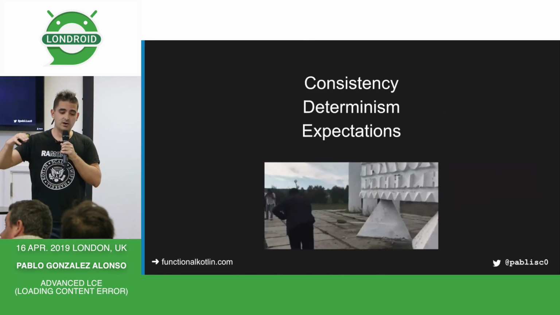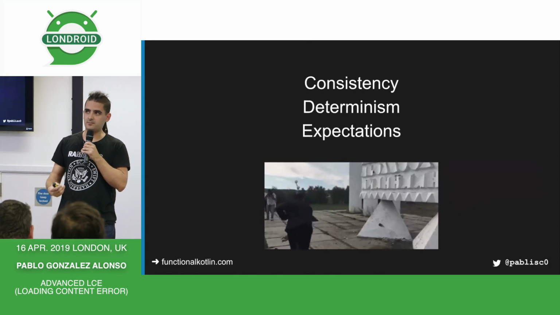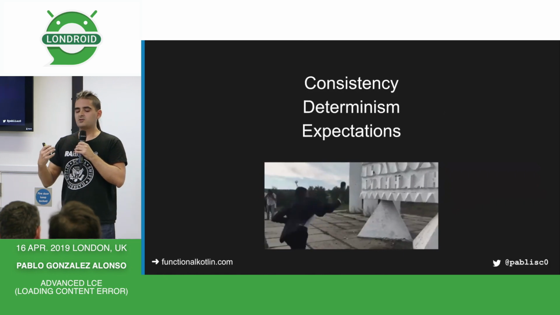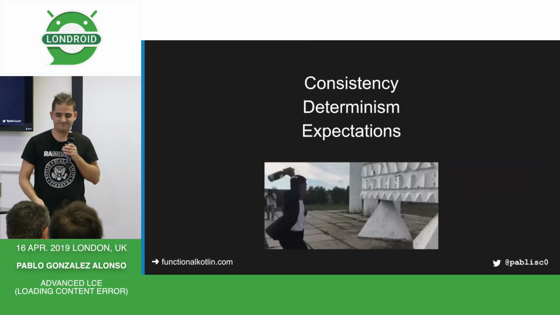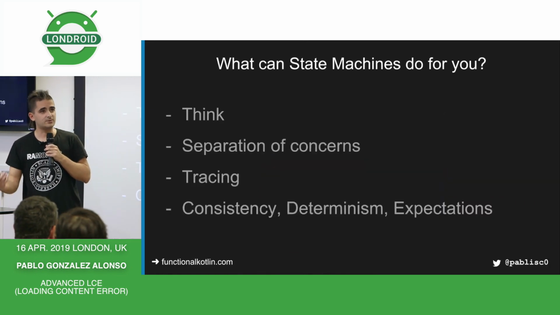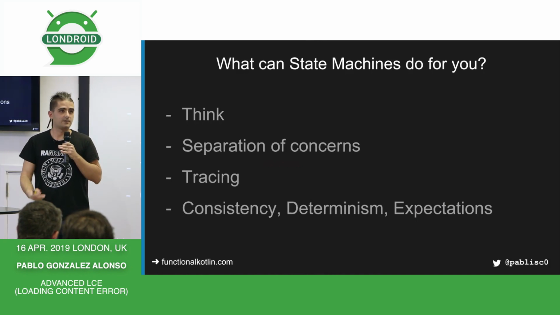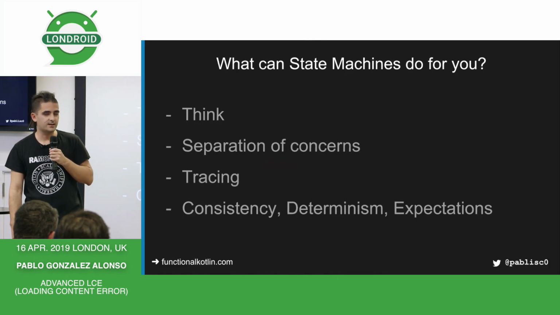So the fact that you're encoding the states means that, similar to mutability, you're not going to get into a place that you don't expect. So, just to recap, it helps you think, have all your layers separate, helps with tracing, and also consistency and making sure that your code is deterministic.